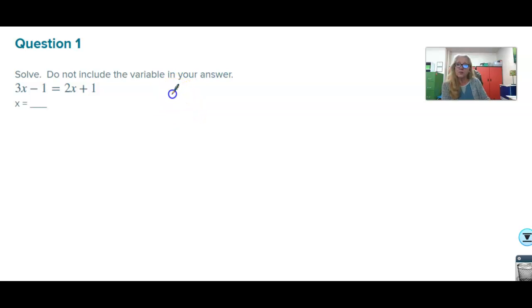Okay, so our first problem here is 3x minus 1 equals 2x plus 1. Our first order of business is always to get all of the variable terms on one side. Leave these little numbers alone until you're sure which one you need to get rid of. With the variable terms, 99% of the time, you want to get rid of the smaller one. Well, 3x and 2x is smaller. So I subtract 2x from both sides.